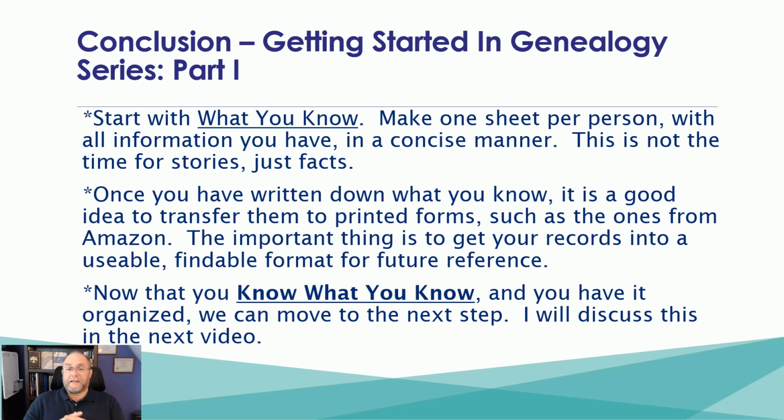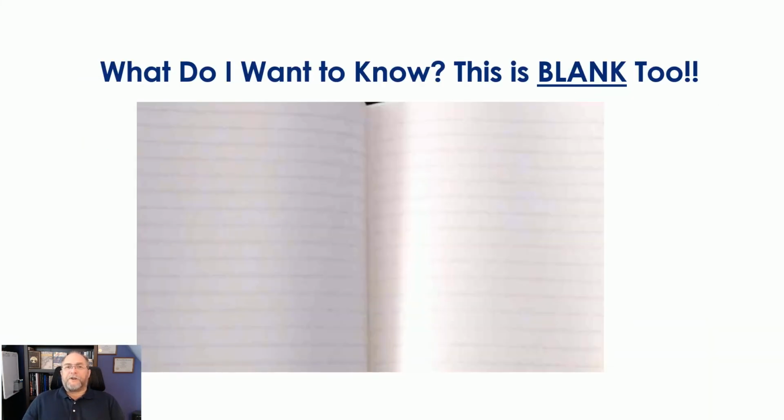Now that we've got that done, you know what you know, and it's organized, it's the next step. And the next step, I want to give a preview of what that is right now. So I'm going to skip forward to what the next video will be about. What do you want to know? It's a blank page. The key to all this is that genealogy is really about what you want to know. You determine what you want to know and how you want to know it, and so the second part is going to give you questions to ask and what the next step is now that you've written down what you know.